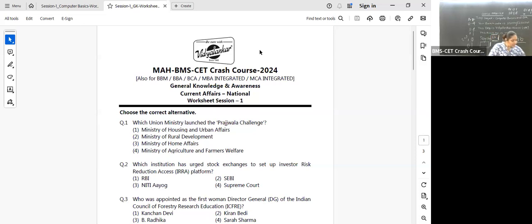Okay. So which institution has urged stock exchanges to set up investor risk reduction access? So which one? SEBI. Anybody? Yes, correct. SEBI. Online, correct. Anybody?